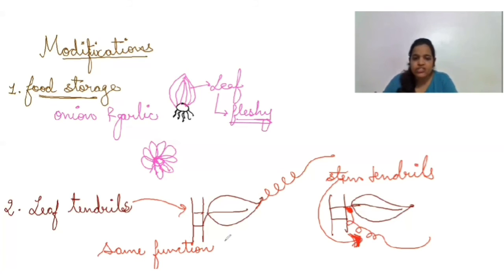So we can call these structures analogous structures. What are these structures? These are analogous structures. Analogous means those which have the same functions but different origins. These are known as analogous structures. So the structures of leaf tendrils and stem tendrils have the same functions, different origins, so they are known as analogous structures.